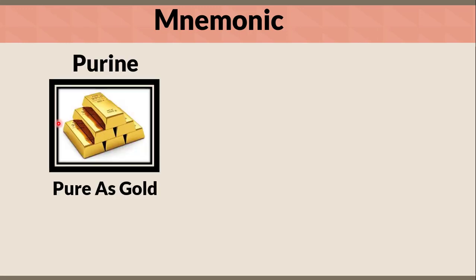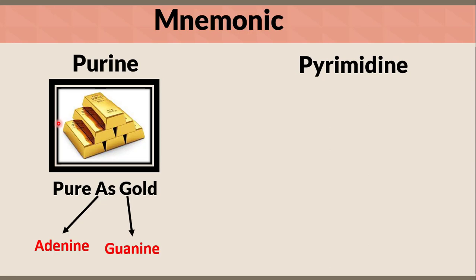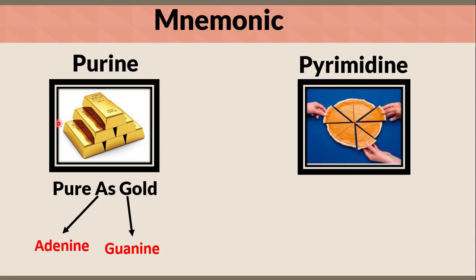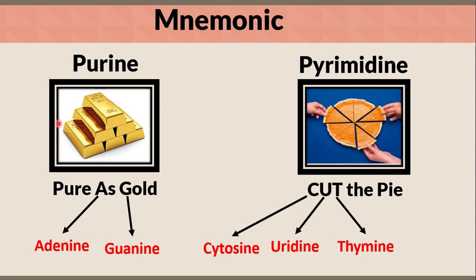This slide is about the mnemonic regarding purine and pyrimidine. Purine: pure as gold, adenine and guanine. And when it comes to pyrimidine, we should remember this statement: cut the pie, C for cytosine, U for uracil, and T for thymine.